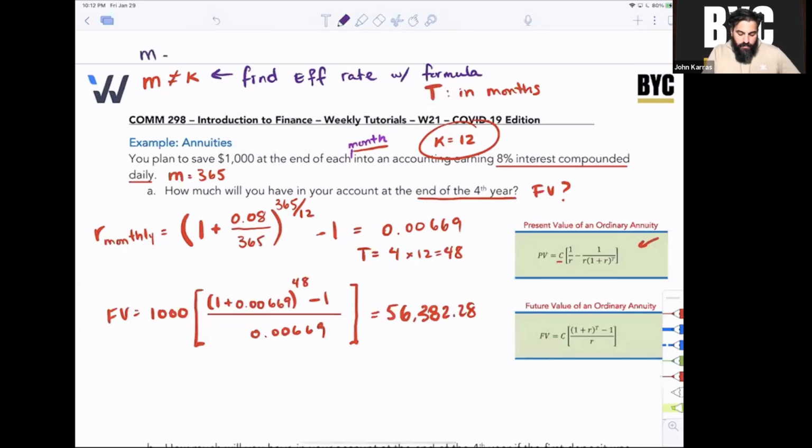If they're equal, you can just divide. If you want a little trick, if M and K are the same, then just divide. You don't have to use the formula. You could, and you'll get the same answer, but it's just faster to divide. But if they're not the same, you absolutely need to use a formula to find the effective rate.